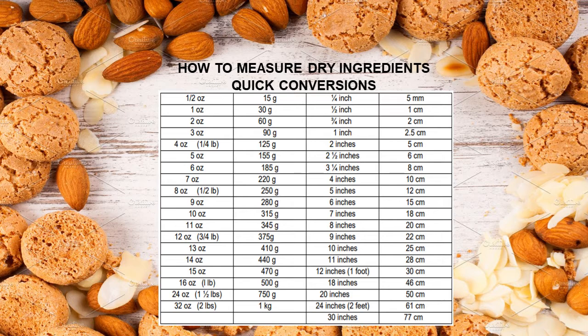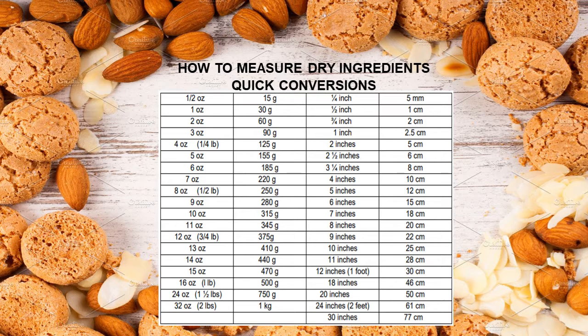14 ounces equivalent to 440 grams equivalent to 11 inches and equivalent to 28 centimeters. 15 ounces equivalent to 470 grams equivalent to 12 inches or 1 foot equivalent to 30 centimeters. 16 ounces or 1 pound, equivalent to 500 grams, equivalent to 18 inches, and equivalent to 46 centimeters.